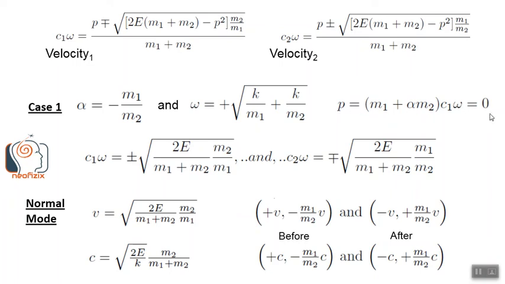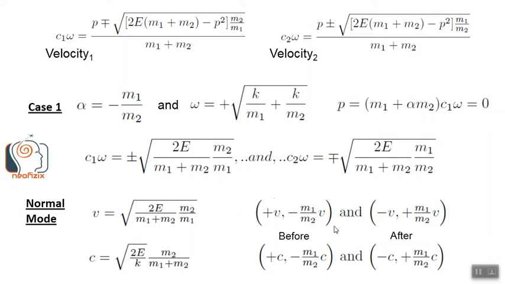So the momentum we get is P equals m1 plus alpha m2 c1 omega equals 0. This m1 plus alpha m2 becomes 0 because alpha equals minus m1 by m2. Using P equals 0 in the above velocity formulae, we get these velocities for the normal mode solution. So with V equals square root of 2E by m1 plus m2 into m2 by m1, the oscillation keeps switching between these two velocity states, plus v, minus m1 by m2 v.